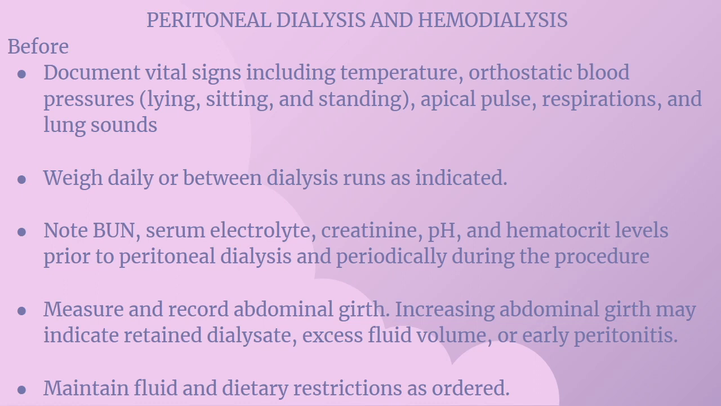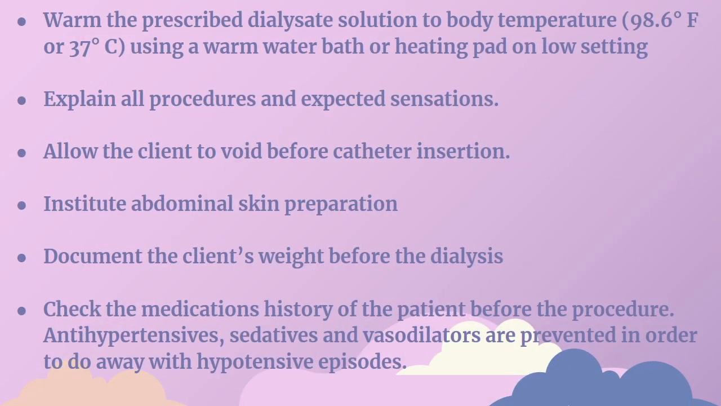Next is measure and record abdominal girth, because increasing abdominal girth may indicate retained dialysate, excess fluid volume, or early peritonitis, and maintain fluid and dietary restrictions as ordered. Warm the prescribed dialysate solution to body temperature, 98.6 degrees Fahrenheit or 37 degrees Celsius, using a warm water bath or heating pad on low setting.